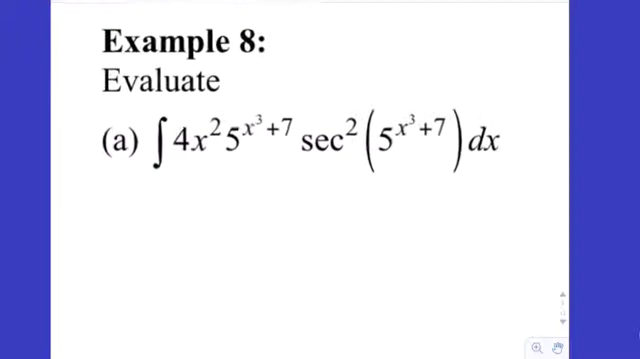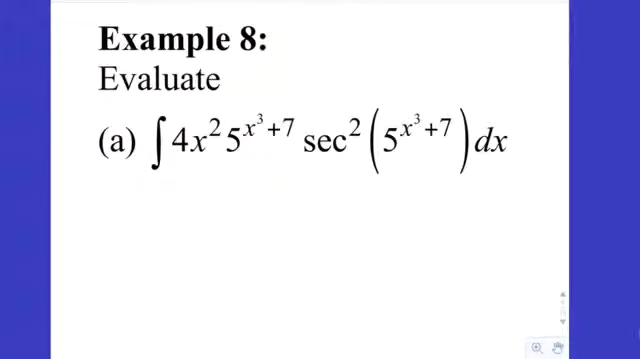All right, we got 4 minutes left for lunch. Let's look at example 8a. It's about to get fun. Okay, we're crescendoing in fun. Yeah, oh yeah.